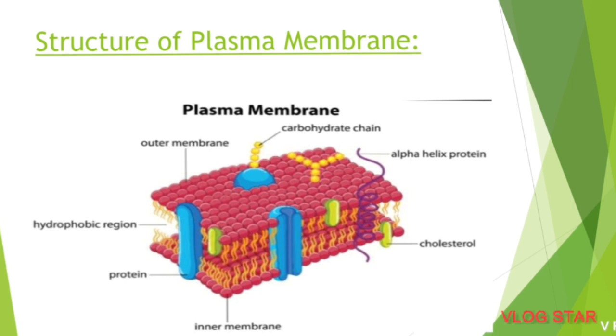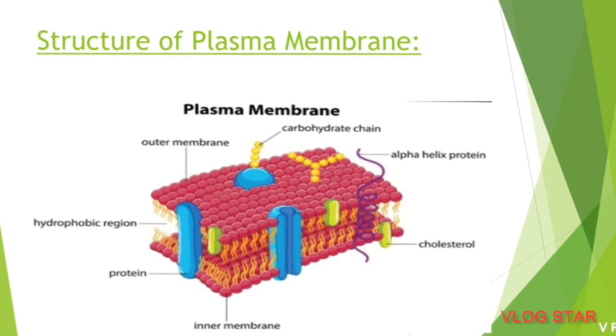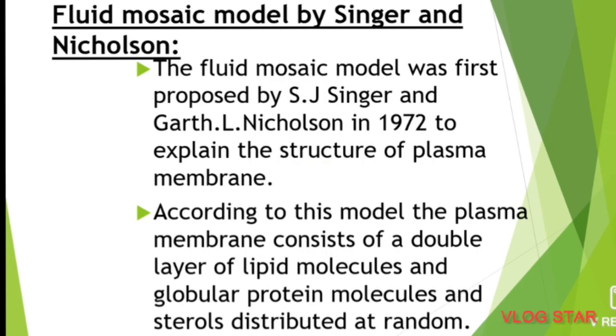Plasma membrane consists of outer membrane and inner membrane. Both surfaces of the plasma membrane are hydrophilic, and the interior of the membrane between its two surfaces is hydrophobic. Both surfaces of the plasma membrane consist of hydrophilic and hydrophobic region. Fluid mosaic model.